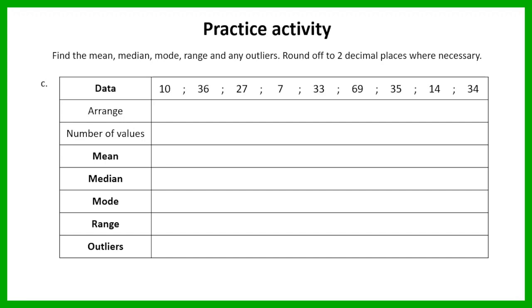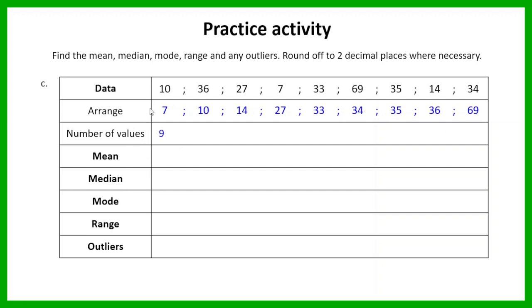Okay, so let's go through those. First you had to rearrange it in ascending order. You should have got 7, 10, 14, 27, 33, 34, 35, 36, and 69. The number of values, if you count them, 1, 2, 3, 4, 5, 6, 7, 8, 9. So there are 9 values.